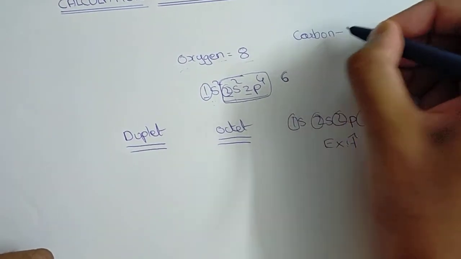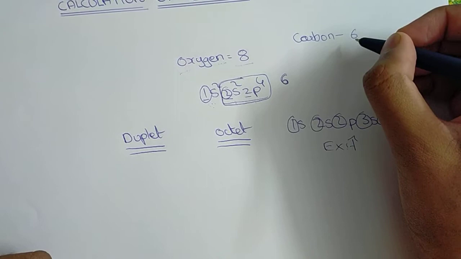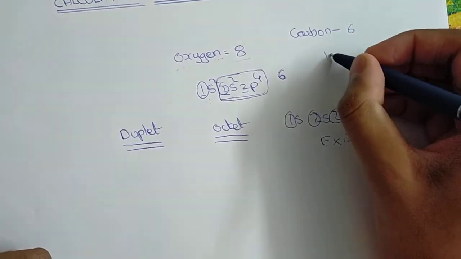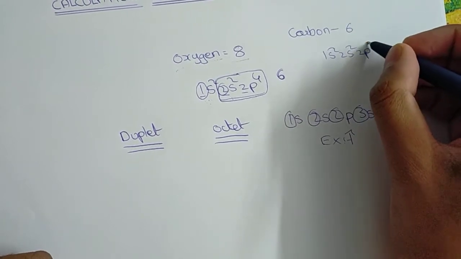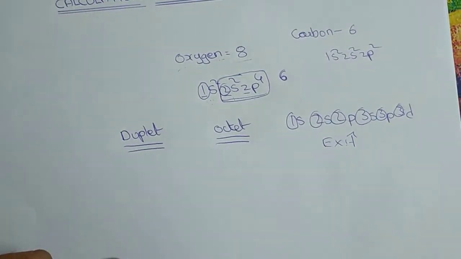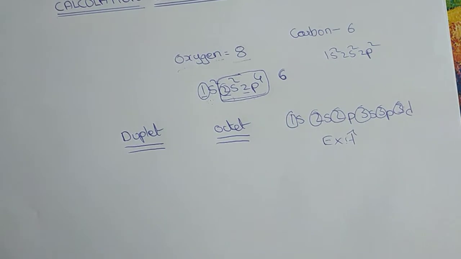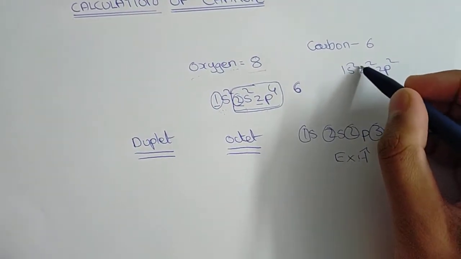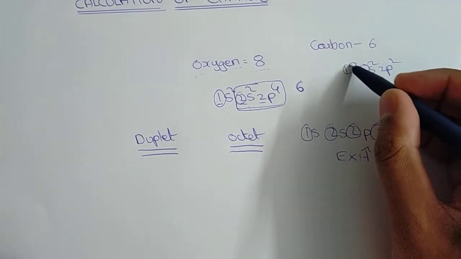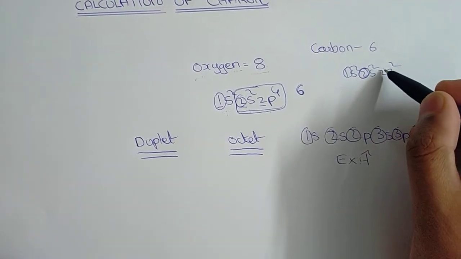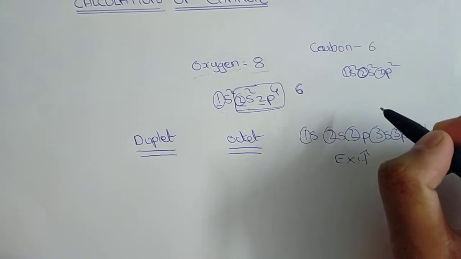Atomic number of carbon is 6. The electronic configuration of carbon is 1s2, 2s2, 2p2. Am I right? Yes. Electronic configuration of carbon is this. Okay, then the last shell of this carbon atom is 1 and 2. This is the last shell. This second shell is the last shell of the carbon atom.